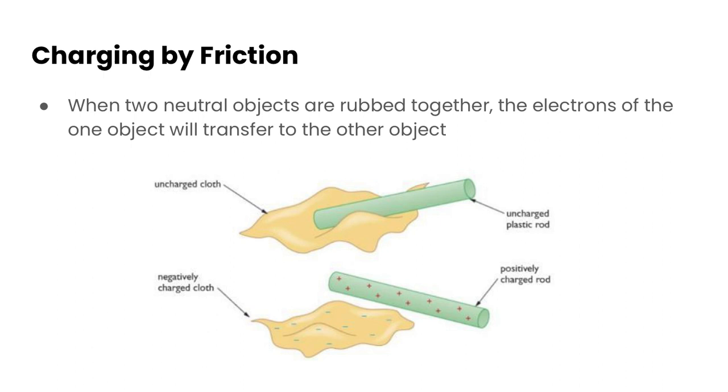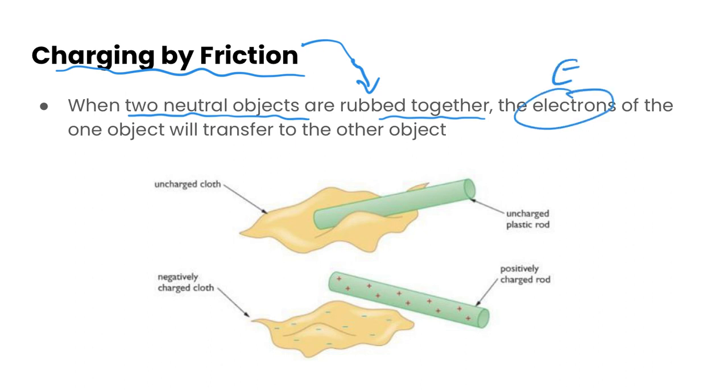As I showed before in that picture with the cat and the balloon, when we rub a balloon on the cat, the hair stands up on end. This is an example of something called charging by friction. Friction just means we are rubbing two objects together. When we take two neutral objects and rub them together, the electrons, our negative charges, from one object are going to transfer to the other object. That is what we call charging by friction.